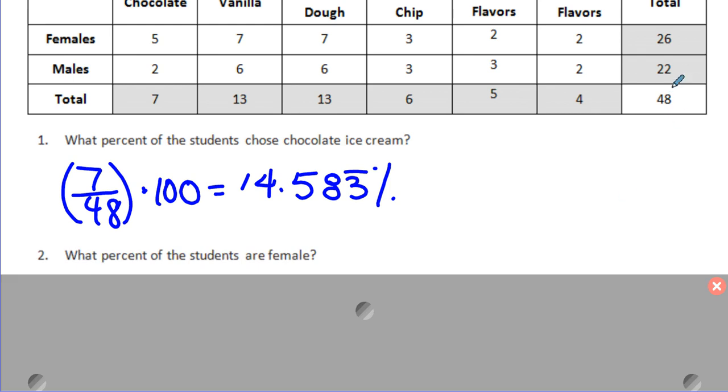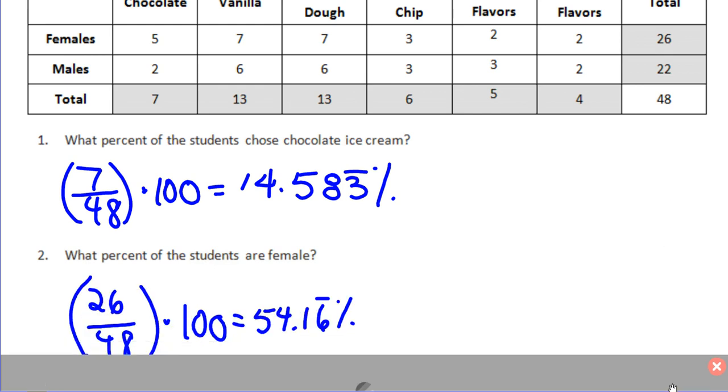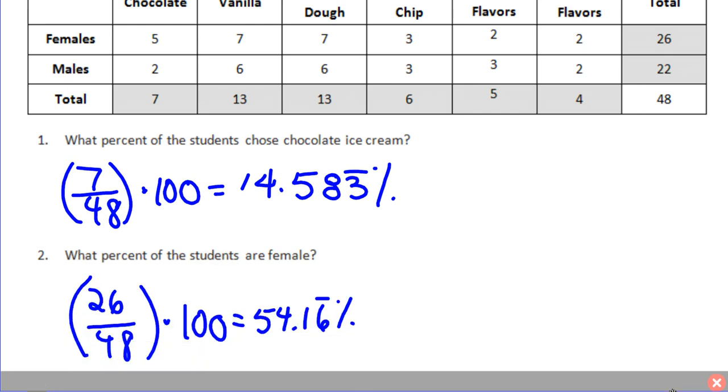Number 2, what percent of them are female? Out of the 48 students, we've got 26 that are females. That's exactly 54.16 repeating percent. If you're going to the nearest tenth, that would be 54.2%.